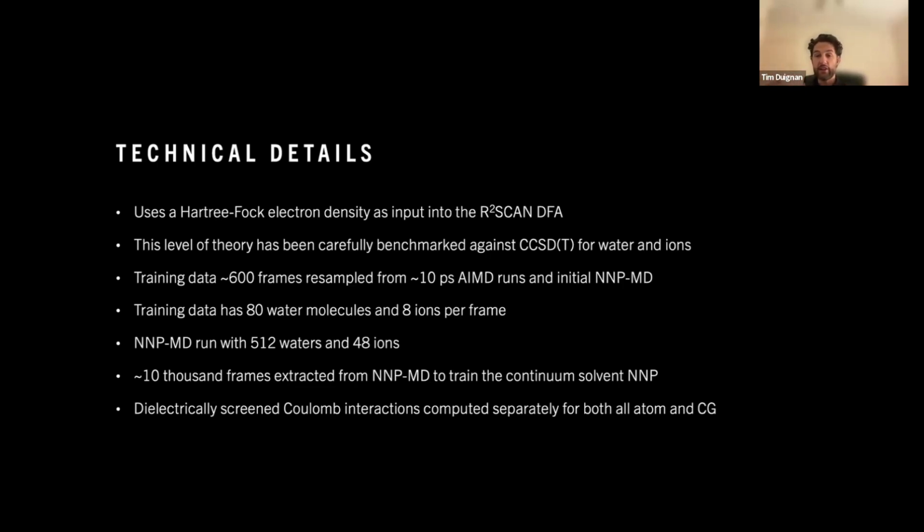So you need a lot more data to train the continuum solvent model because you're averaging over all the water molecules. And so you've got to get that averaging right, which is why you need those longer simulations. You couldn't train the coarse-grained model straight from the ab initio MD.